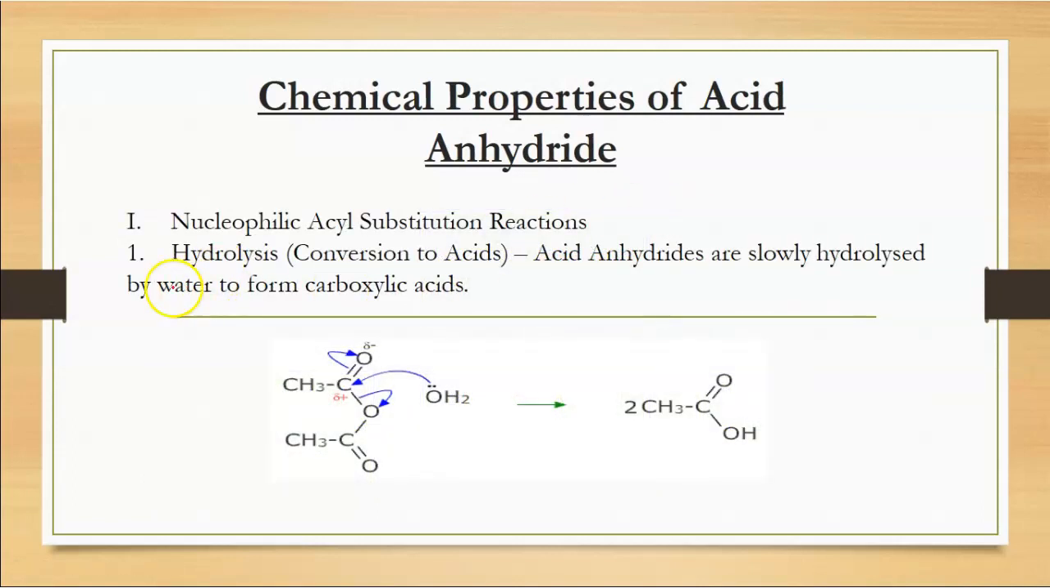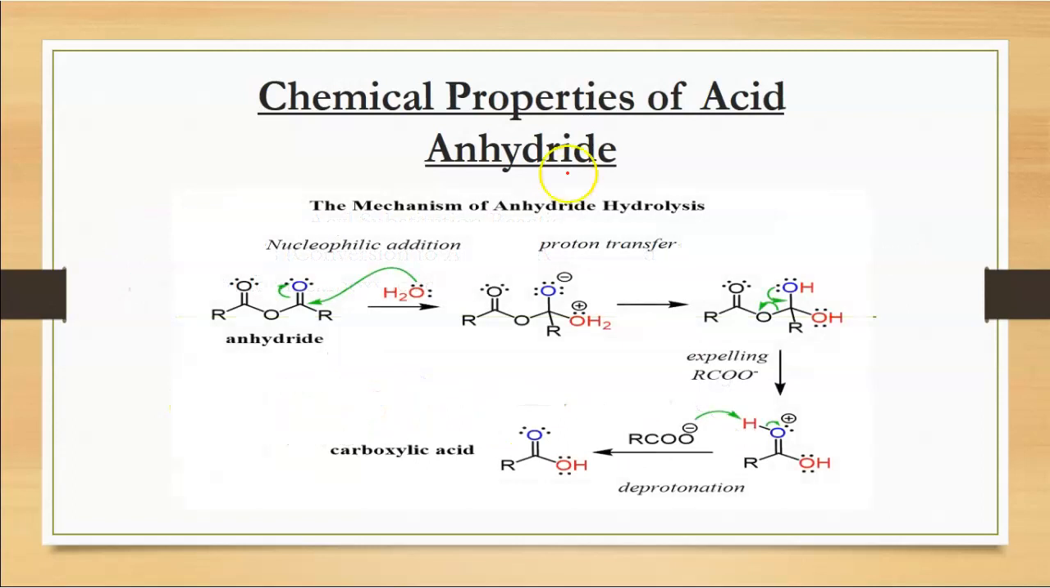The first one is going to be hydrolysis. Always remember that any of your acid derivatives, upon hydrolysis, are going to give you back your carboxylic acid. So on reaction with water, you can see it is giving back 2 molecules of acetic acid. This is one reaction. Let's see the general mechanism for the same. This is the mechanism of your anhydride hydrolysis.